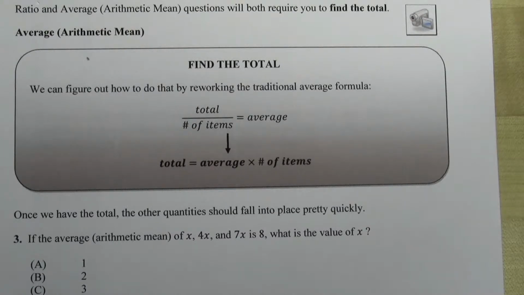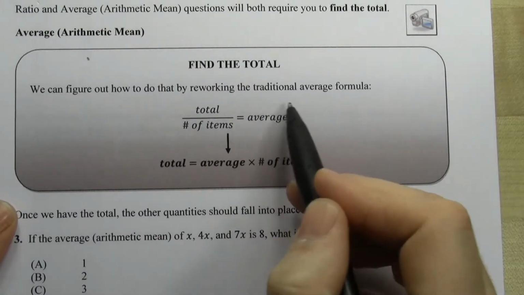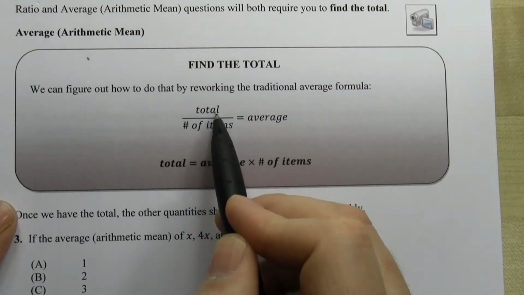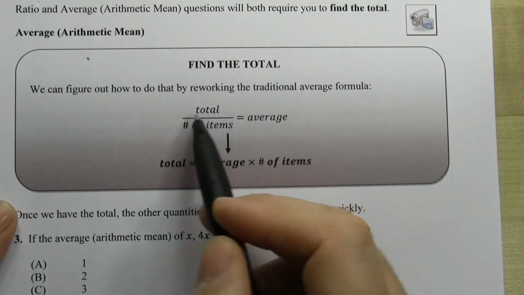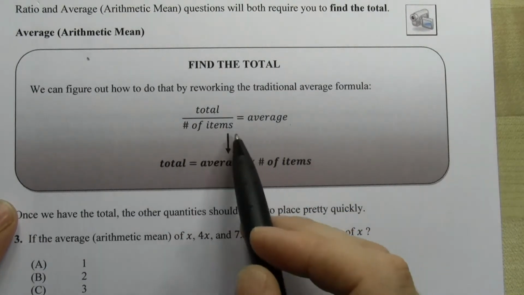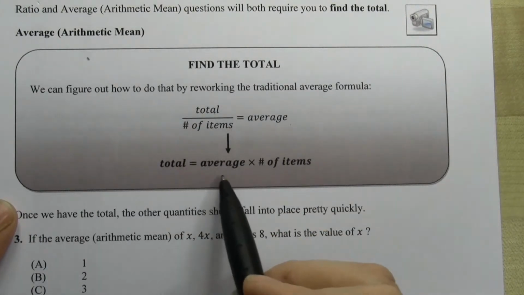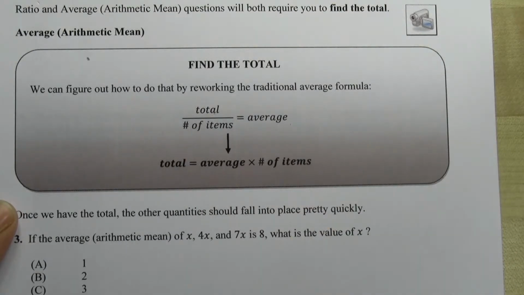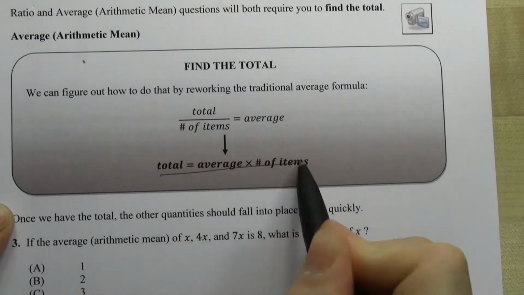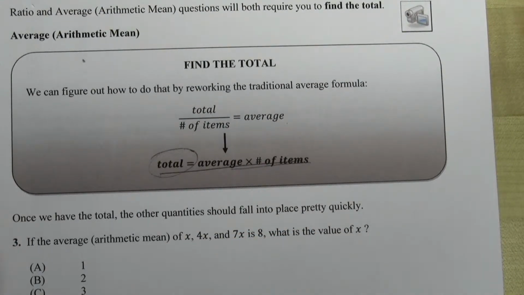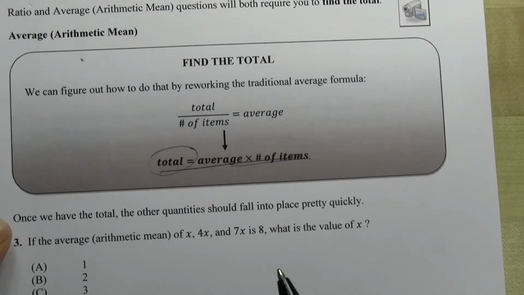When we're dealing with averages, we have to really pay attention to the equation. Normally, the average is equal to the sum, or the total, divided by the number of items. But if you rewrite that by multiplying both sides by the number of items, you would see that the total is equal to the average times the number of items. This is a much more useful formula to use when you're dealing with average questions, because it forces you to find the total, which is the key to any average arithmetic mean question.